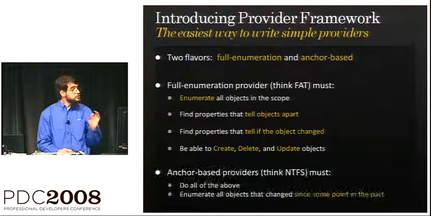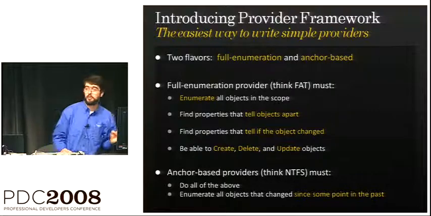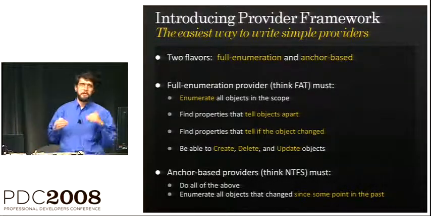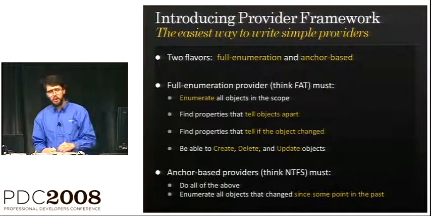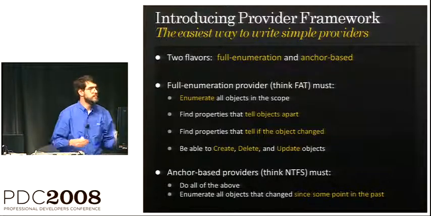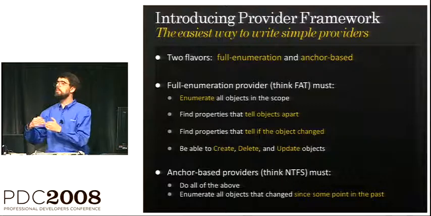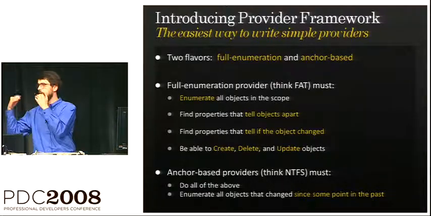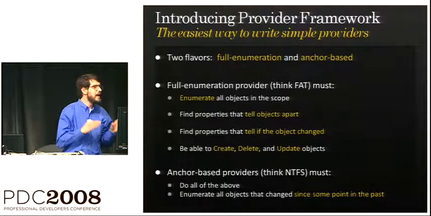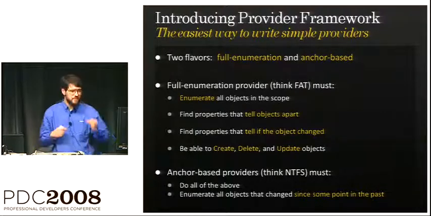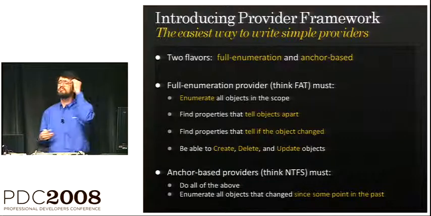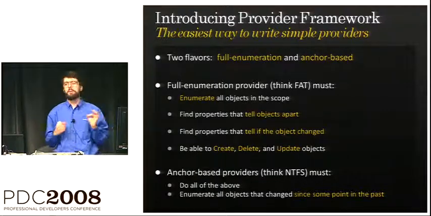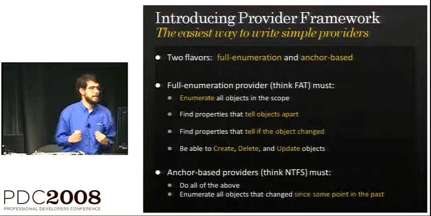All right, if you're trying to use an anchor-based provider, the anchor-based provider is intended more for stores like NTFS, which, as many of you are probably aware, maintains a journal. It is basically capable of enumerating all the changes that have happened since a certain point in the past. And that is what anchor-based providers expose. They're capable of enumerating changes since some point in the past. But the provider gets to define what that point is. We do not mandate that.